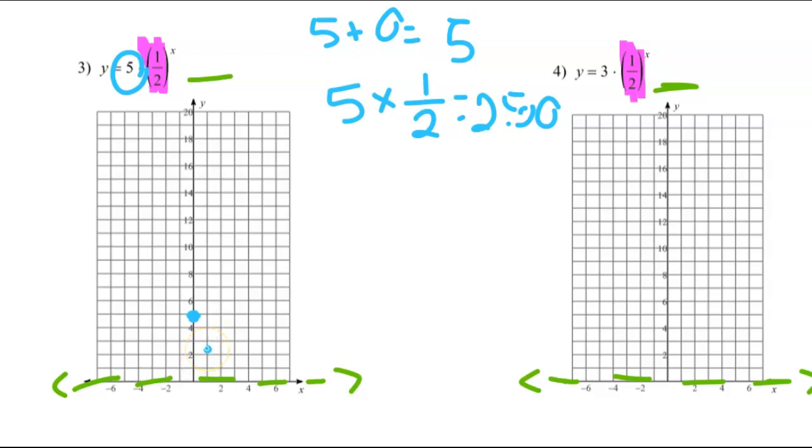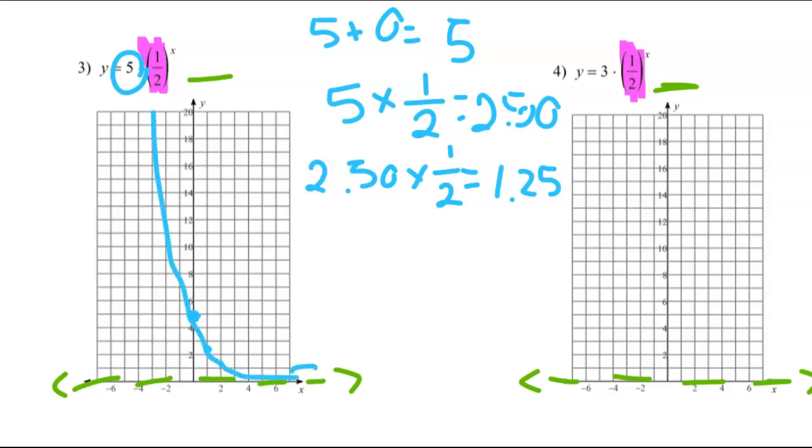And I would do the same thing. If I have $2.50 and I multiply it by a half, or I cut it in half, I get $1.25. So I'm going to go forward 1, and then I have $1.25. I can take my graph and make it go through my points. And as you can see, this graph is going towards the asymptote as x gets bigger.